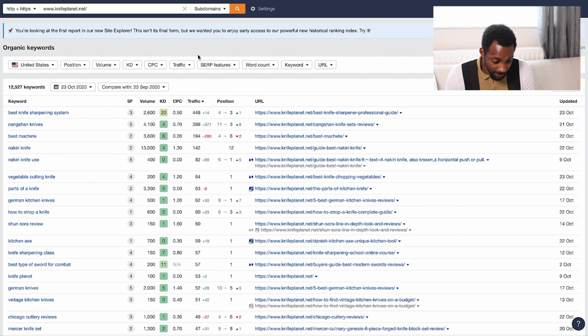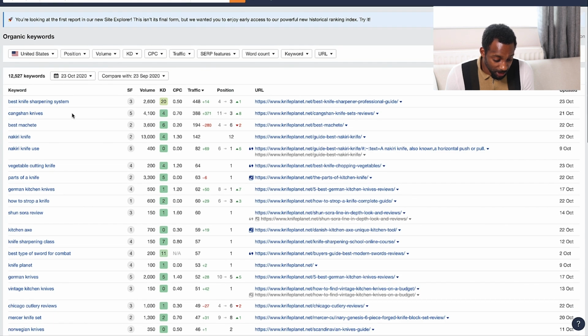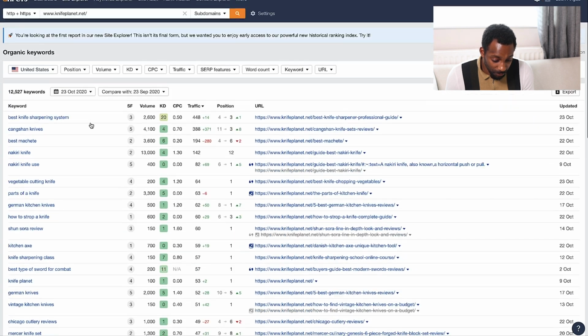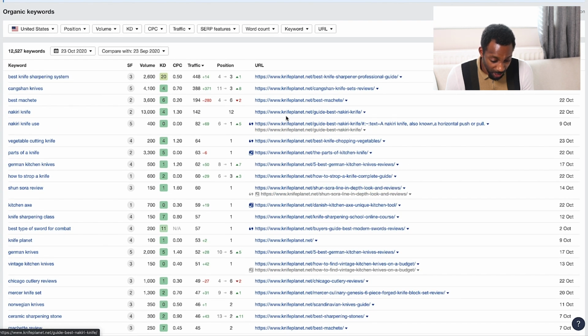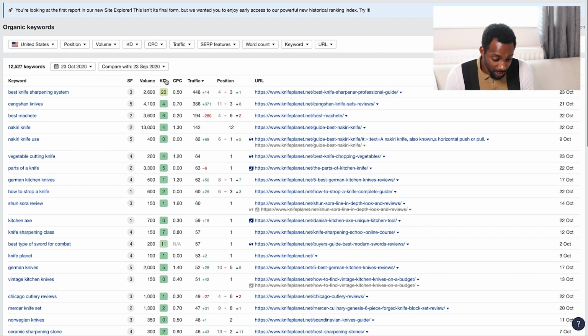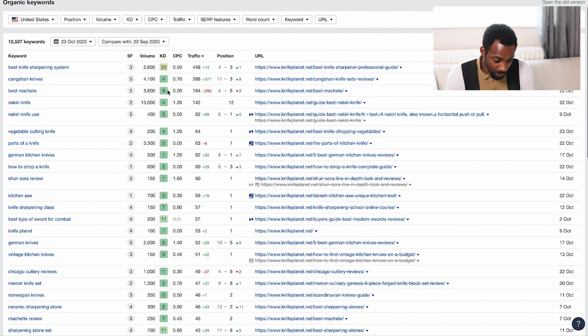So I just opened that there. And what this does is it brings up the entire website's keywords that they're showing up for. So you can see their position 3 for this one, so on and so forth. And these are the associated pages on the right-hand side. And then the volume and difficulty based on Ahrefs difficulty score, which again is based on backlinks.